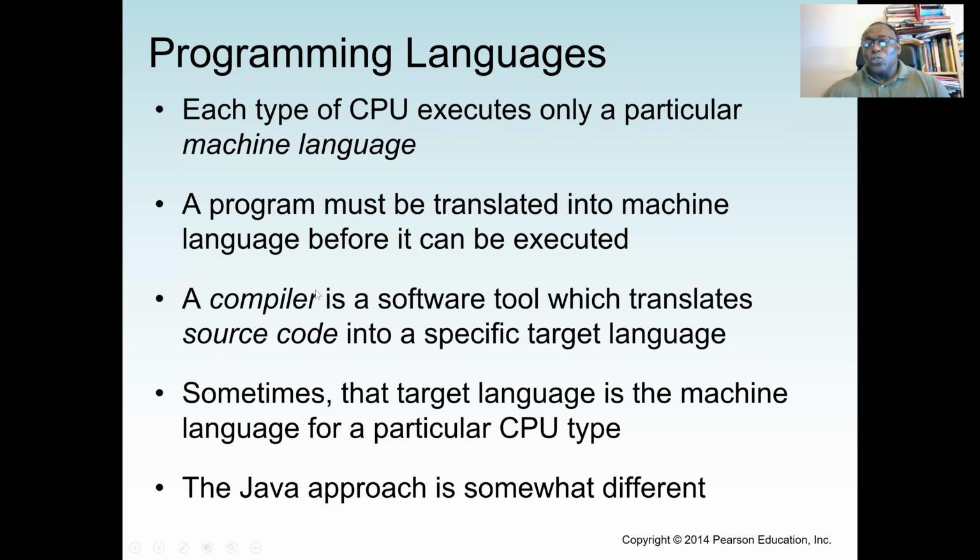A compiler is used, as we mentioned earlier. A compiler is a software tool which translates the source code, like Java code almost in English, into a specific target language, a target machine language that's understood by a particular machine system. We say sometimes that target language is the machine language for a particular CPU type. This is, for example, in C++ and some other programming languages, but Java is so different.